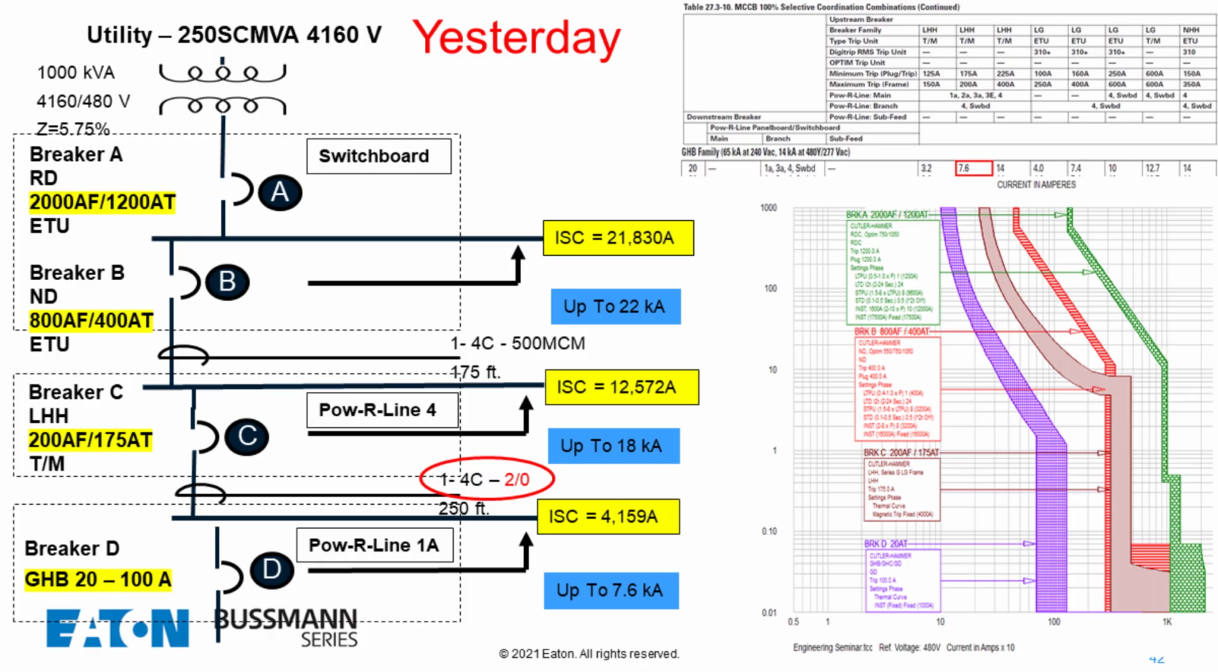selectively coordinated. It's not really even coordinated because they're overlapping. So if you lose C, most likely you're going to lose B as well. And for B, we use an 800 amp frame breaker with a 400 amp trip. And at the top, the A breaker, we used a 2,000 amp frame breaker with a 1,200 amp trip. We're trying to selectively coordinate, and the only selective coordination that we have is with D and C. So we had to use bigger frame breakers to try to get close to selective coordination, which we didn't accomplish yet. Let's look at what else we can do.